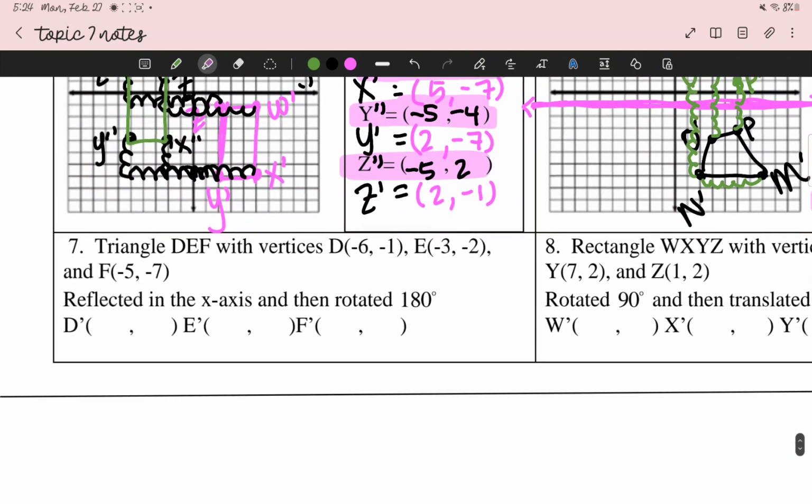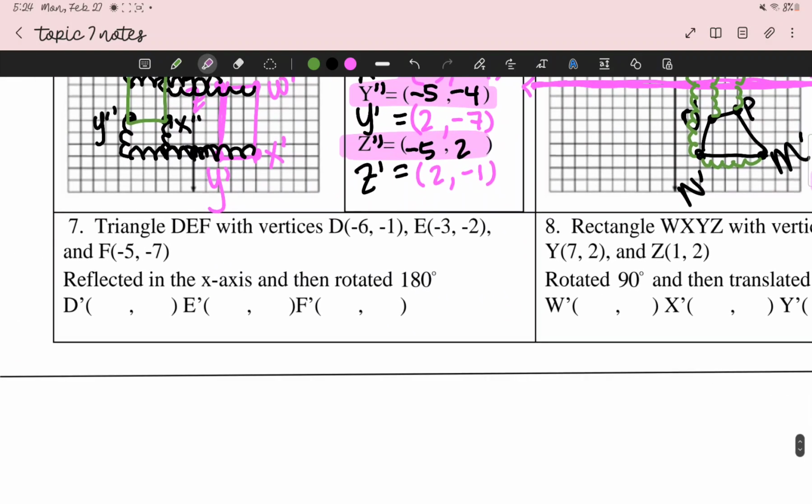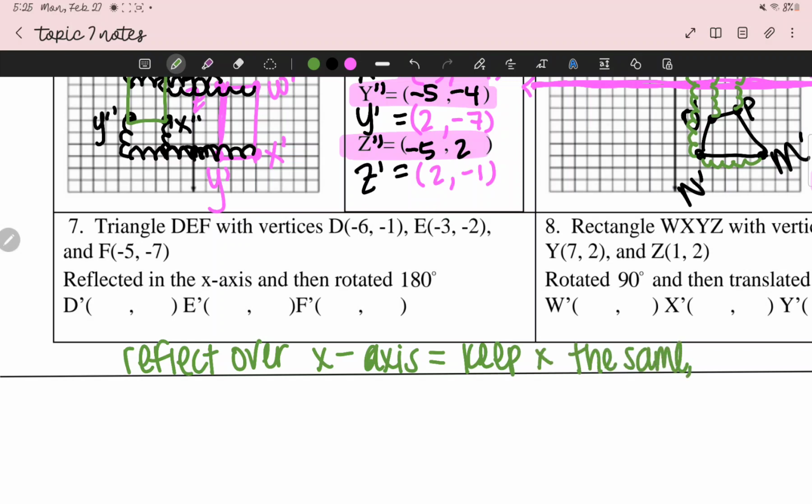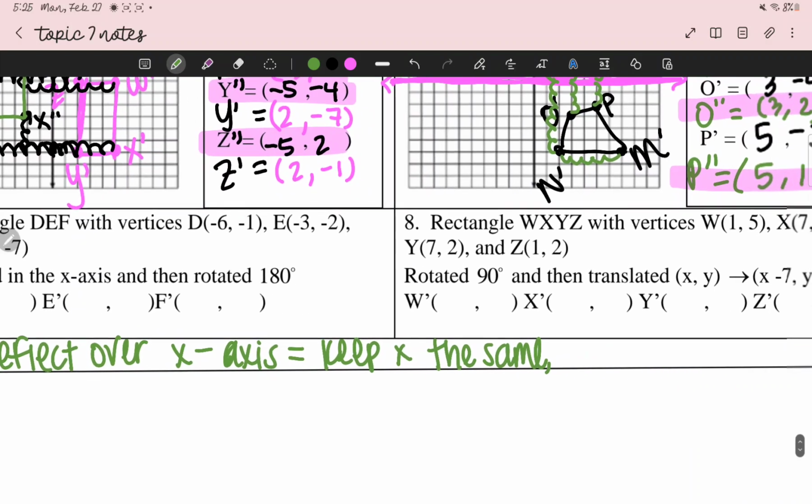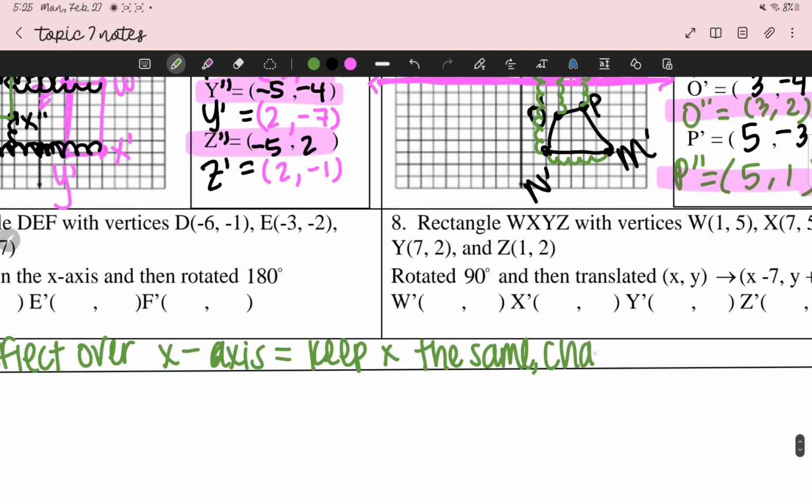Okay, and then finally we only have 2 more, the ones we don't have to graph. It's going to be great. I'm going to reflect it over the x-axis and then rotate it 180. Reflecting over the x-axis, and you can put this on your paper too, is going to keep x the same, and it's going to change y to its opposite.